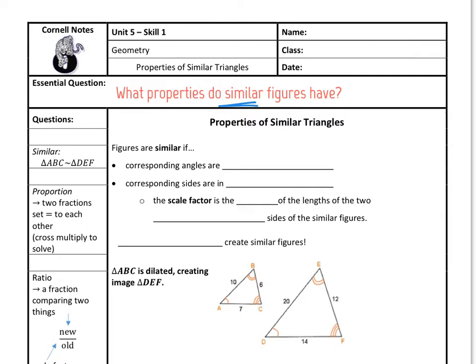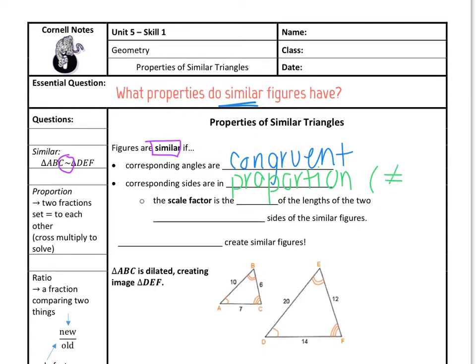If we first talk about what the word similar means, you want to notice that there's a different symbol. It's just one squiggly line compared to our congruent symbol with the equal sign under it. Figures are similar when their corresponding angles are still congruent. However, their corresponding sides are in proportion, P-R-O-P-O-R-T-I-O-N, and we're going to talk about what that means down below. Essentially, when their corresponding sides are in proportion, it means they're not equal. You might want to put that in parentheses: not equal.